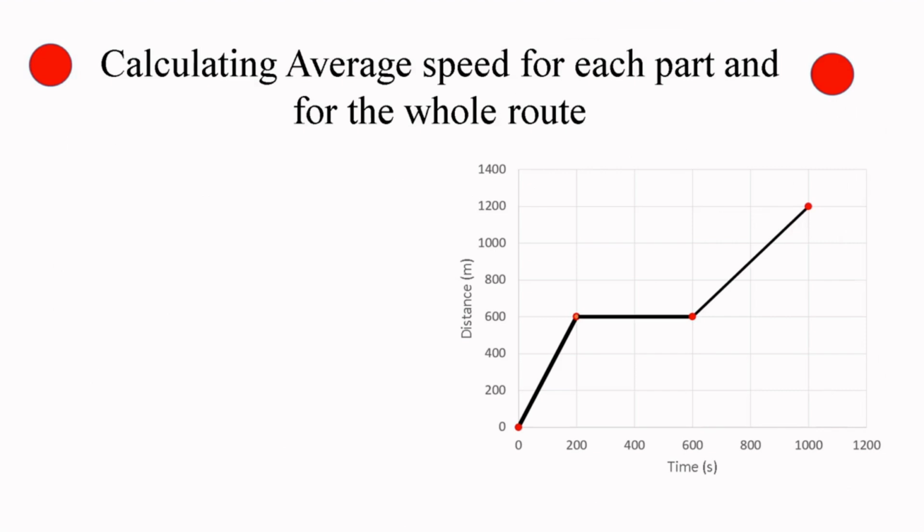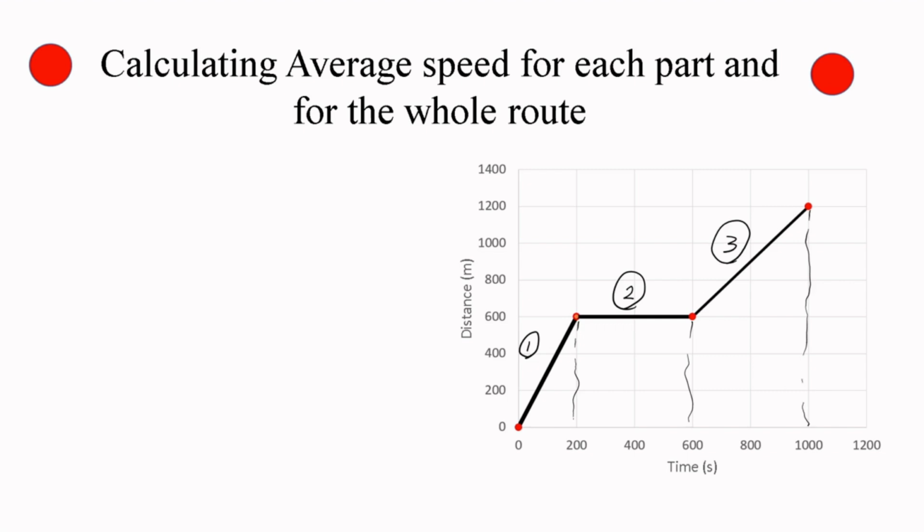In this example, the question gave us a distance time graph and the question says calculate average speed for each part and for the whole route. Let's pay attention to the distance time graph that we have. How many parts does it have? As you definitely can see, this distance time graph is made of 3 parts. This is the first part. This is going to be the second part, and finally, this one is going to be the third part.